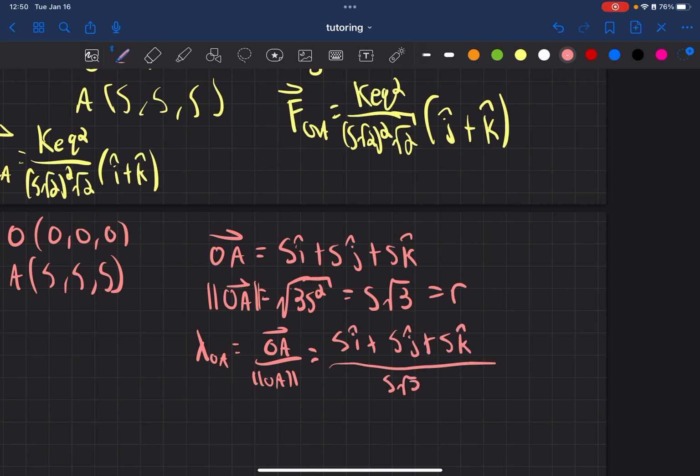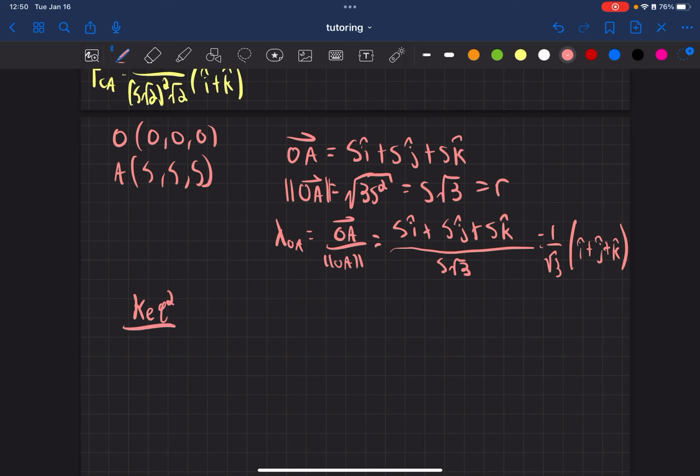So the S is going to cancel out, and it's going to end up with 1 over the square root of 3 i, j, k, right? Boom. So now we have everything we need. So we just come back and we put it into the equation. k_e Q squared over S square root of 3 quantity squared times square root of 3, and then we have i, j, k. And this is our vector F of the origin on point A.